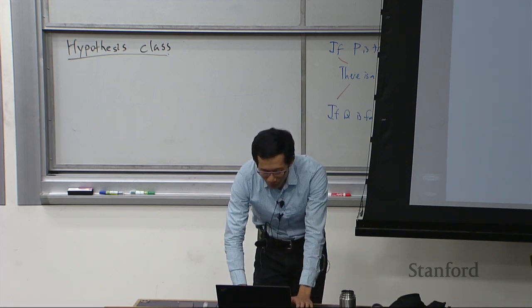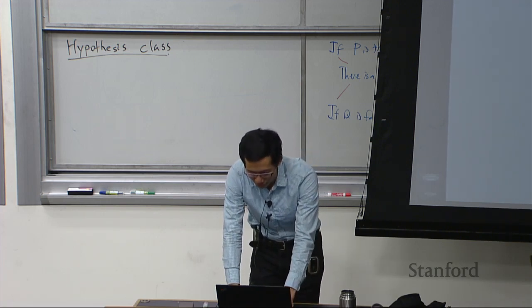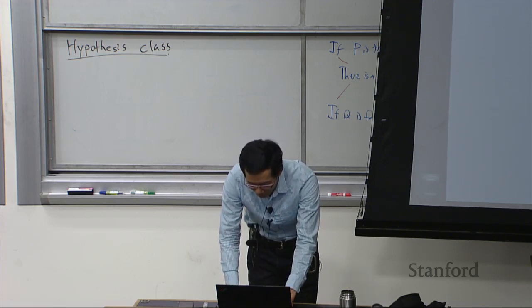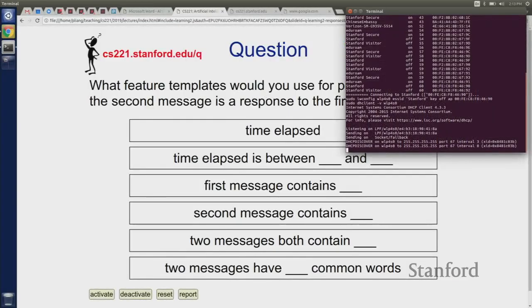So what feature templates would you use to predict whether the second message is a response to the first?